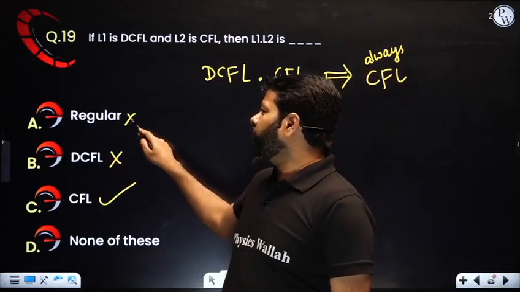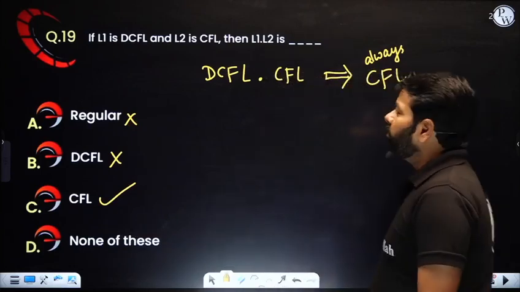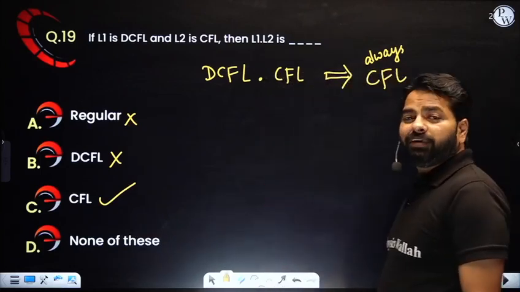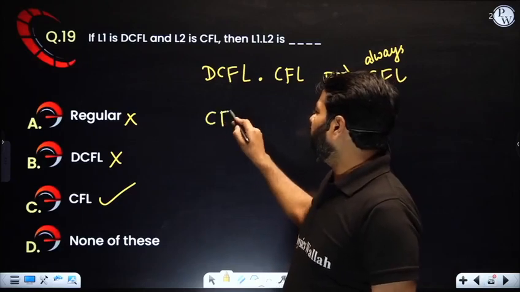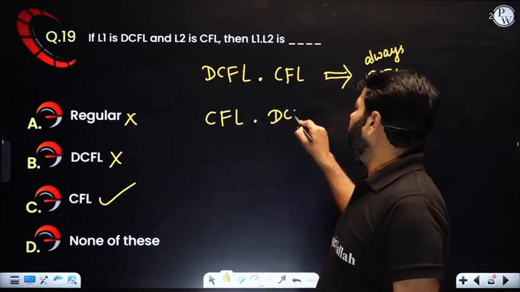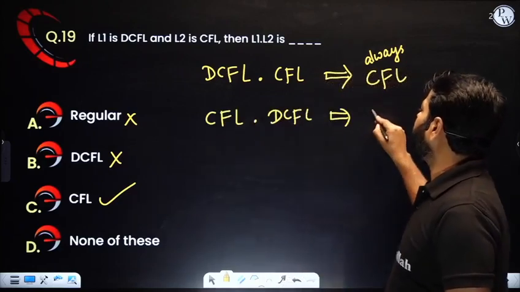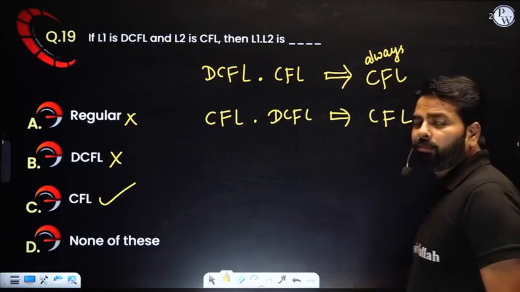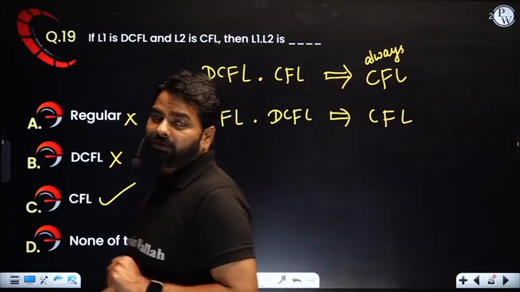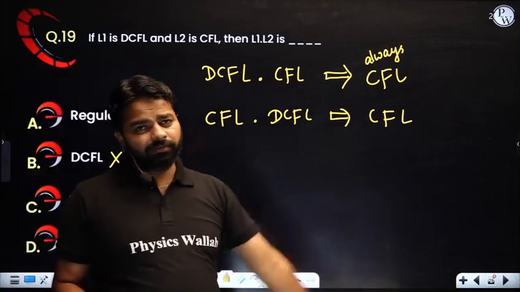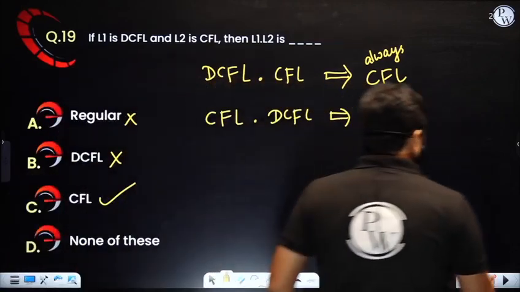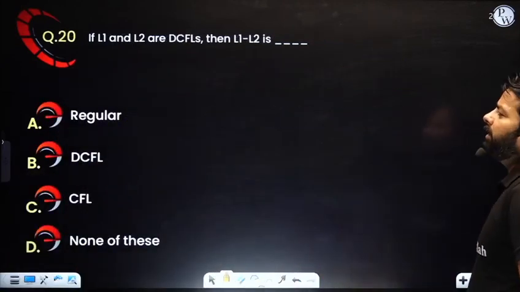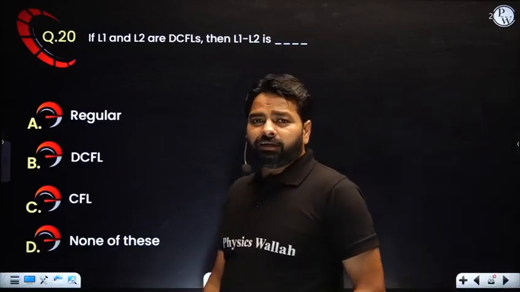But these two, no. Okay, I said homework, but I am trying to explain DCFL dot CFL and CFL dot DCFL. It's going to be always CFL. Maybe regular, may not be regular, maybe DCFL, may not be DCFL, but always CFL. Okay, some homework questions should be there, but we'll see at the end.